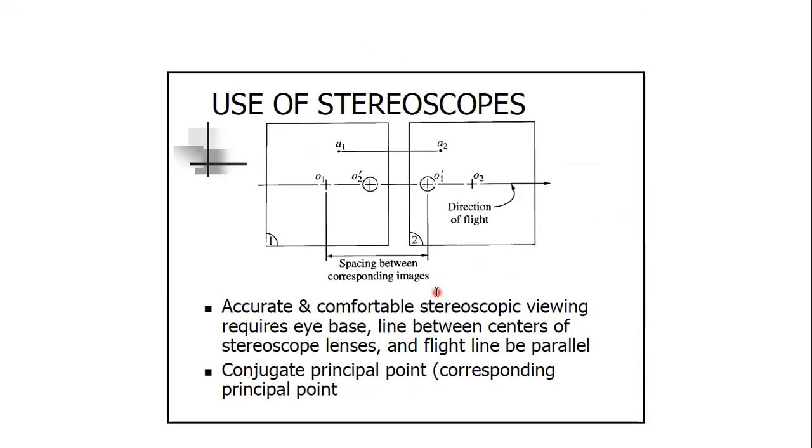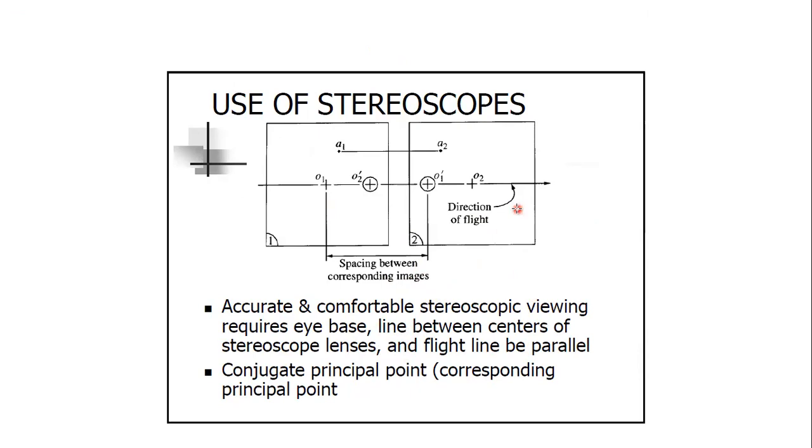So we have to align them. It's very important that we align the photographs. Are you okay? All right. So let's look at this statement. Accurate and comfortable stereoscopic viewing requires the eye base, the line between the centers of the stereoscope lenses, and the flight line to be parallel. Is that okay? So you have to align your eyes.